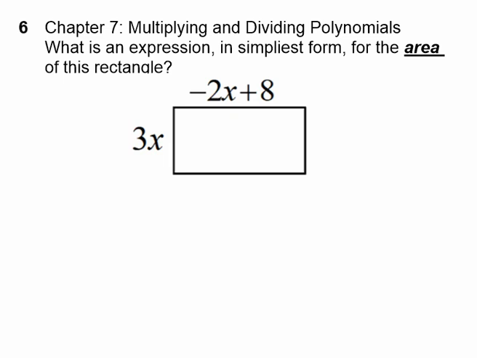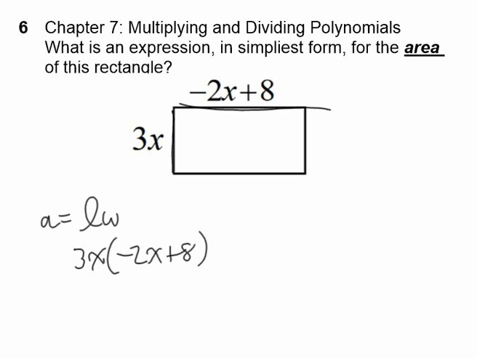Question 6 from chapter 7 says, multiplying and dividing polynomials, what is an expression? So here, for area, we know that the area of a rectangle is equal to length times width, or width times length. And when you have a length and a width that are a binomial and a monomial, it's probably best that you treat the monomial as your length. So this could be our length, and this could be our width, multiplied by the width. Now that we've written our expression like that, we're going to expand the multiplication of this monomial by the binomial by using the distributive property.